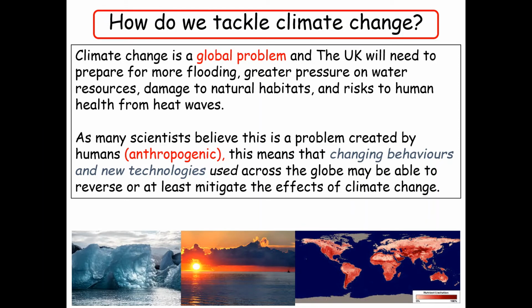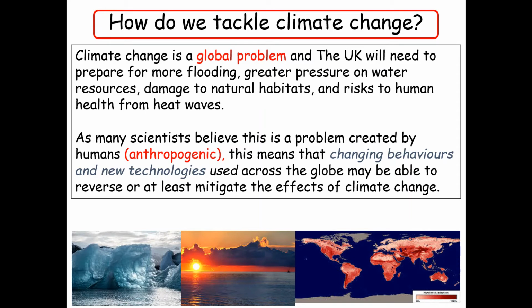So what can we do about climate change? How do we tackle this problem to reduce some of these effects that we have seen? Well, there's two main approaches. The first one is mitigating climate change, and the second is adapting to climate change. So firstly, mitigating climate change. Mitigation, what does that mean? Well, basically it means reducing the severity of something, making something less serious.